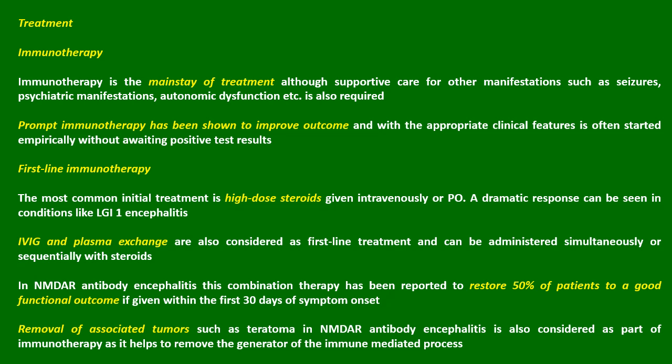First-line immunotherapy. The most common initial treatment is high-dose steroids given IV or PO. A dramatic response can be seen in conditions like LGI1 encephalitis. IVIG and plasma exchange are also considered first line and can be administered simultaneously or sequentially with steroids. In NMDAR antibody encephalitis, this combination therapy has been reported to restore 50% of patients to a good functional outcome if given within the first 30 days of symptom onset.